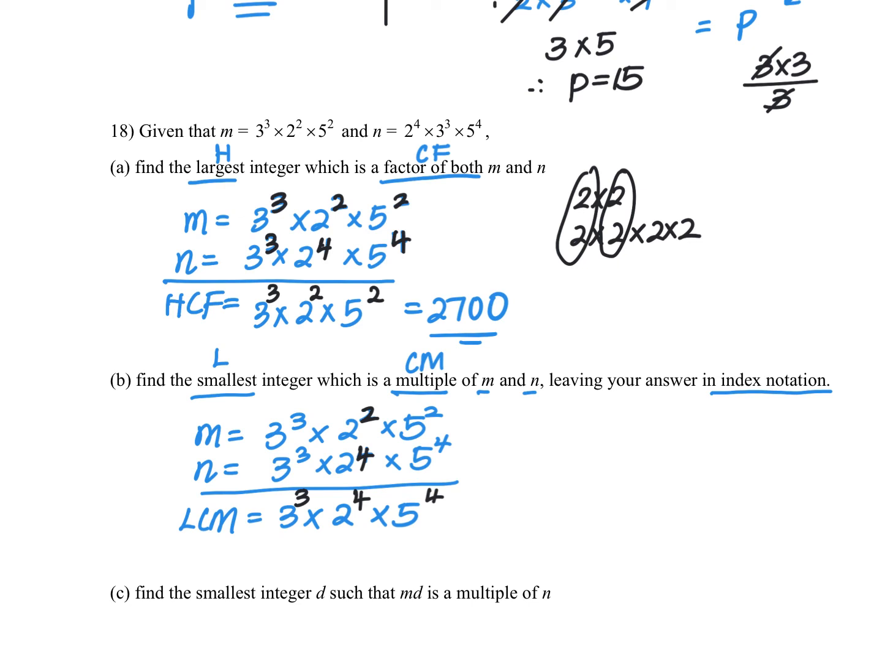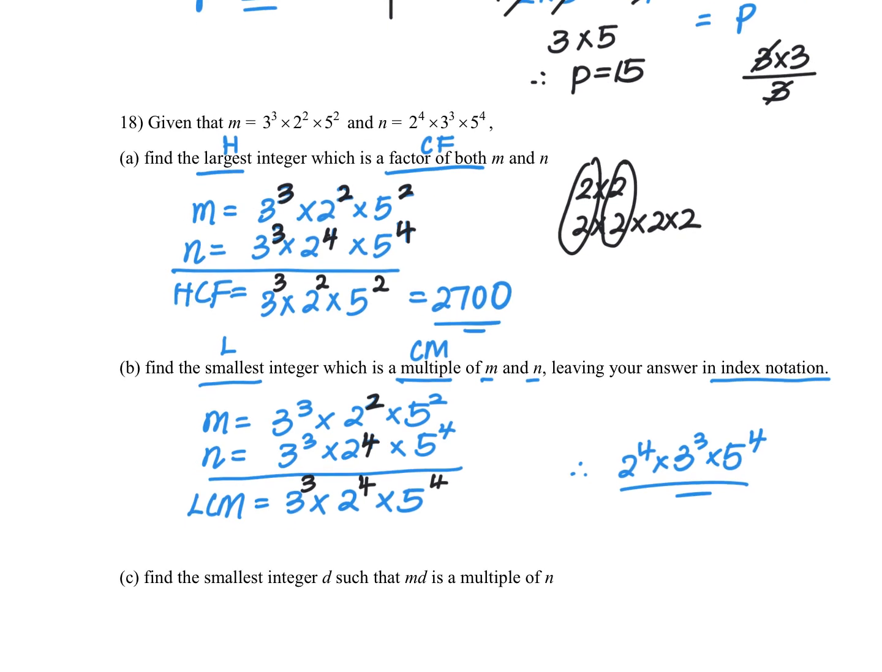And the question says, leave your answer in index notation. For me, I just prefer to rearrange it. So therefore, my answer will be 2 to the power of 4, 3 cube, 5 to the power of 4. I prefer to rearrange it in order from small to big. Okay? So it means the same thing, but the way the question is being phrased, you need to get used to the way that it's being stated.